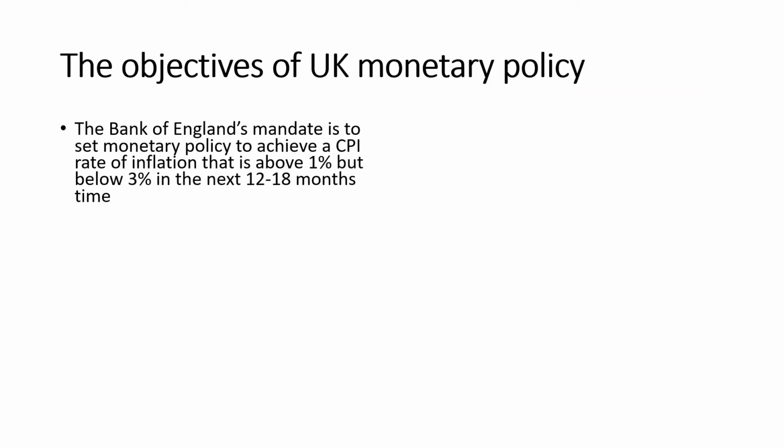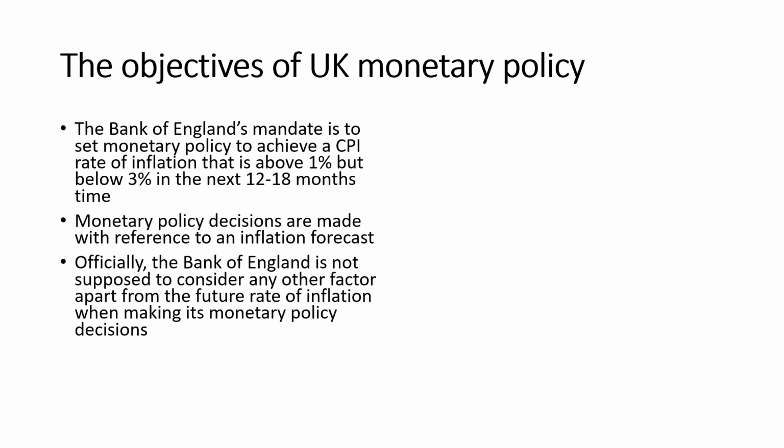This next slide again is just a recap really, that we know that in Britain the Bank of England pursues an inflation targeting approach to monetary policy, and they're supposed to set monetary policy to achieve a CPI rate of inflation that's somewhere between 1 and 3% over the next 12 to 18 months.